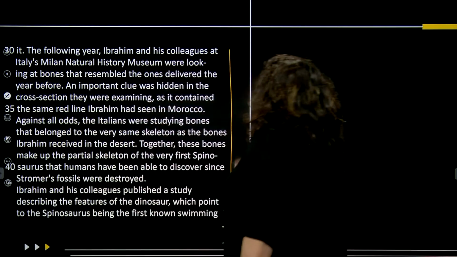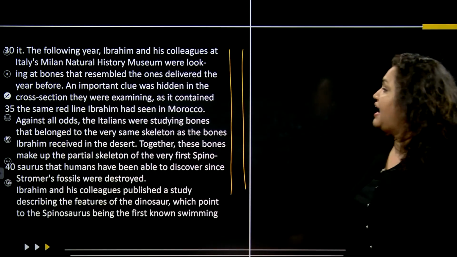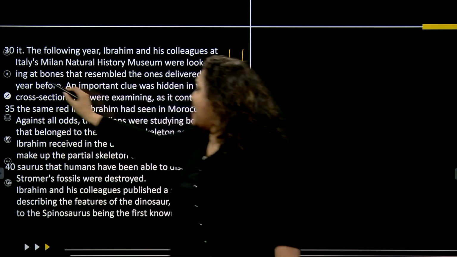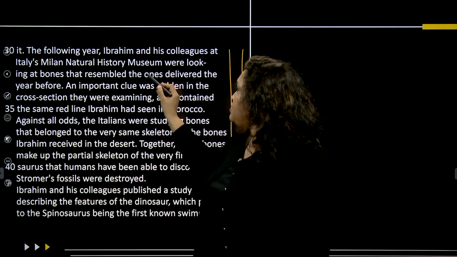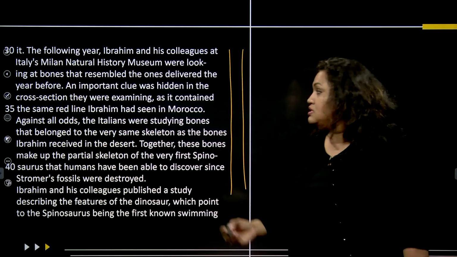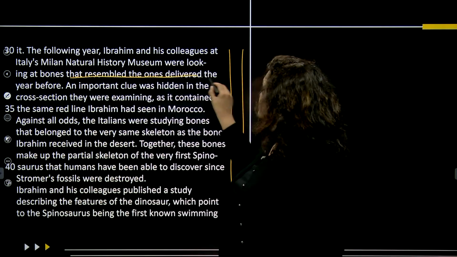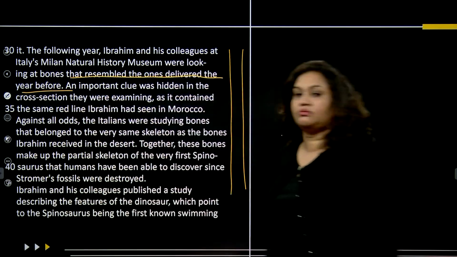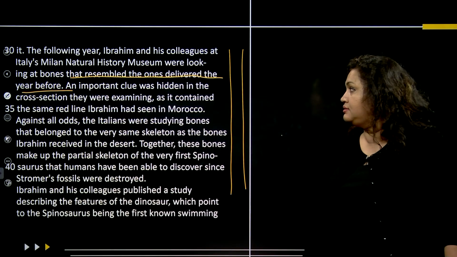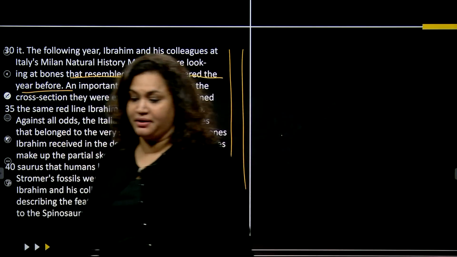In this part, we need to understand what we are going to highlight. We are going to highlight that colleagues at Italy's Natural History Museum were looking at bones that carried the same red line. Okay, so that is what is very important. This is what is important. Clear? Okay, now let's go to the next one.